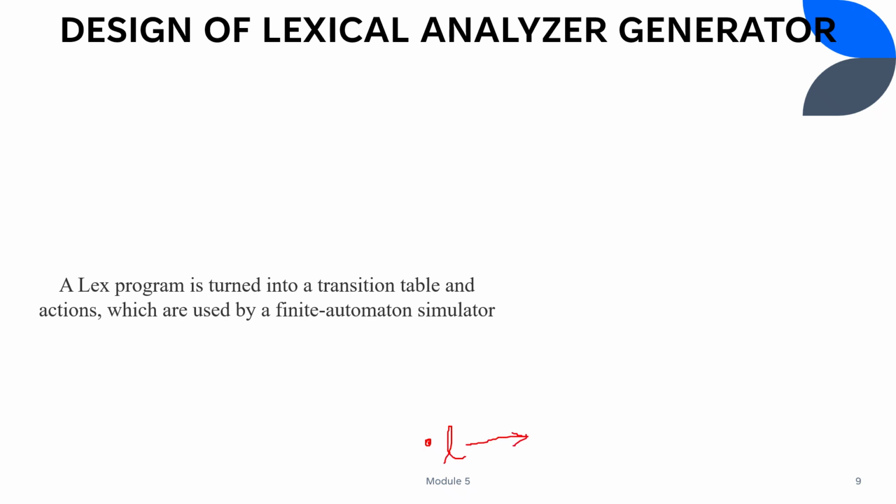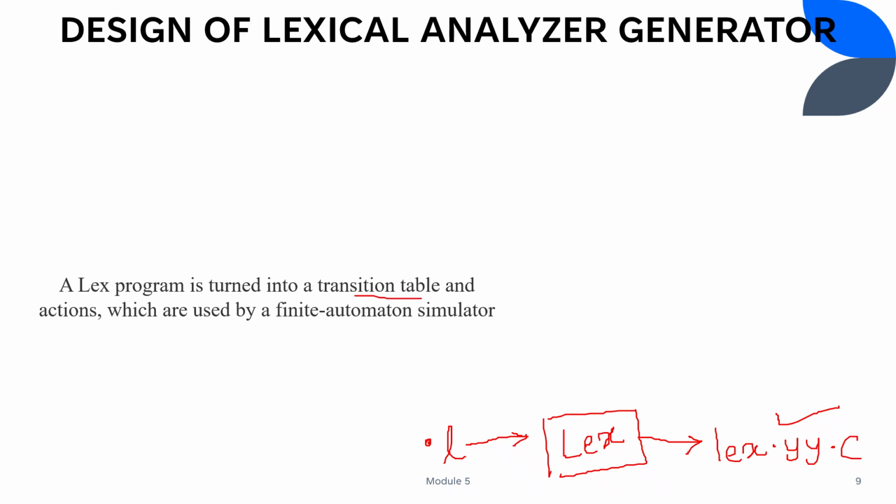This .l file is then given to a Lex compiler. This Lex compiler is responsible for producing a C file, that is lex.yy.c. It is this C file where our transition diagram is defined. Defining a diagram in a C program is difficult, hence the diagrammatic structure is replaced by transition table and actions. So this is the lex.yy.c file which has transition table and actions.